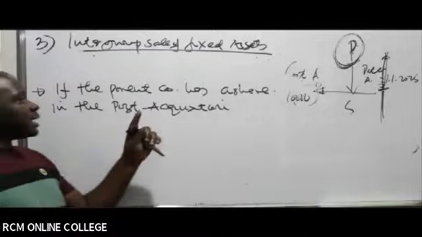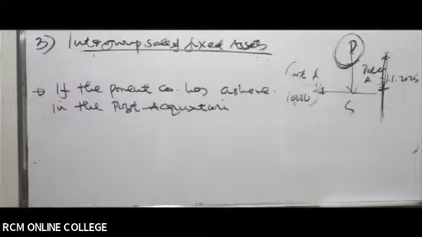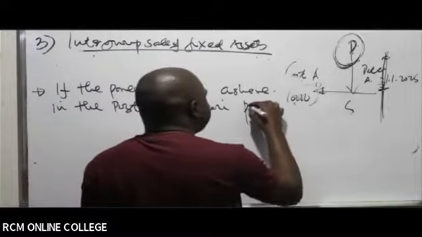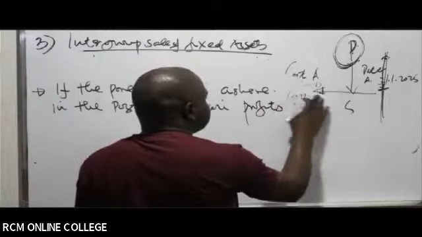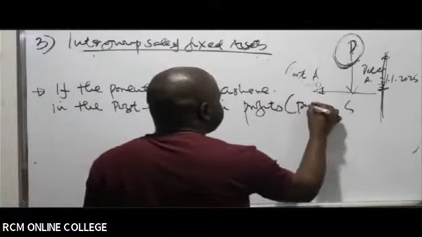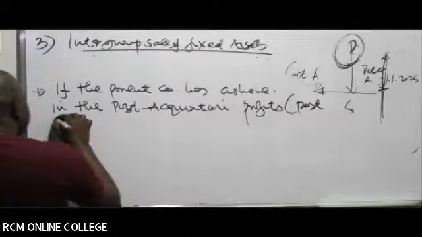If the parent company has a share in the post-acquisition profits, this is basically the post-acquisition dividends. This is now in brackets for the post-acquisition dividends.